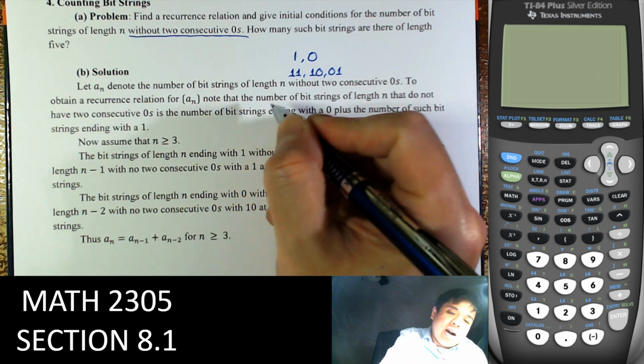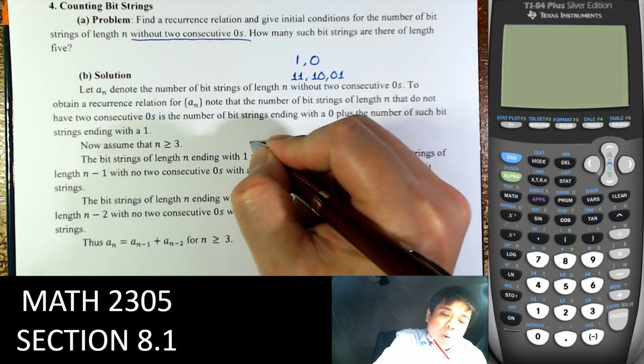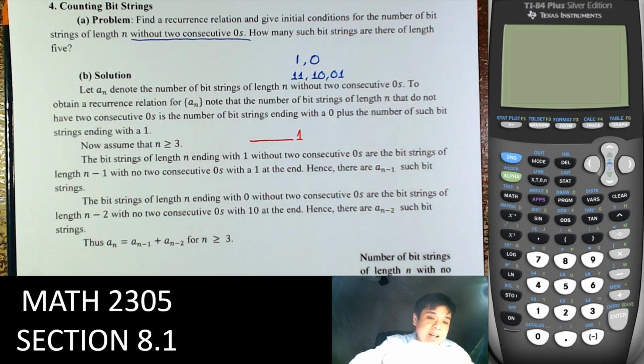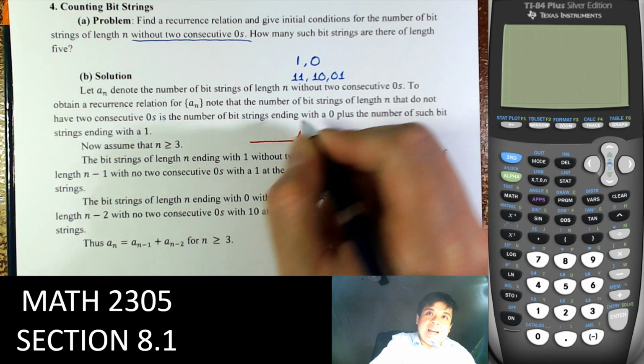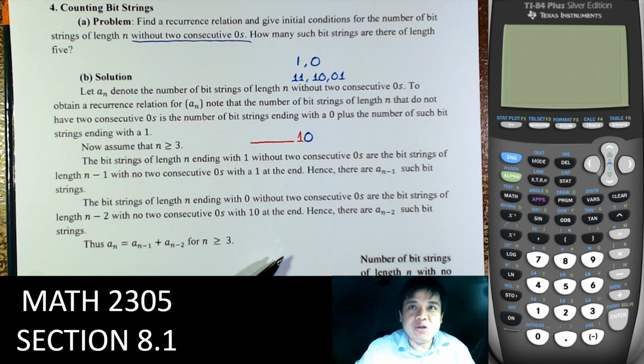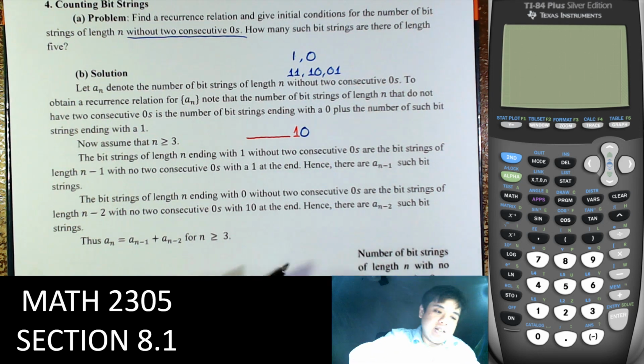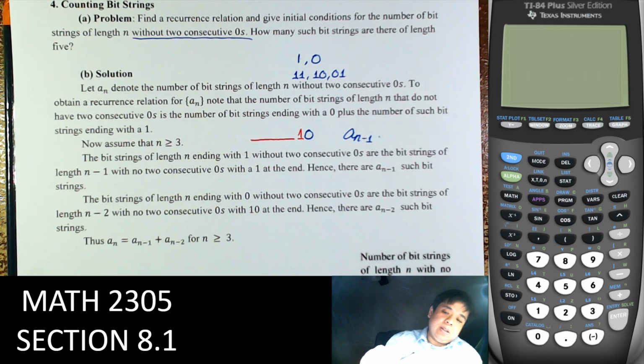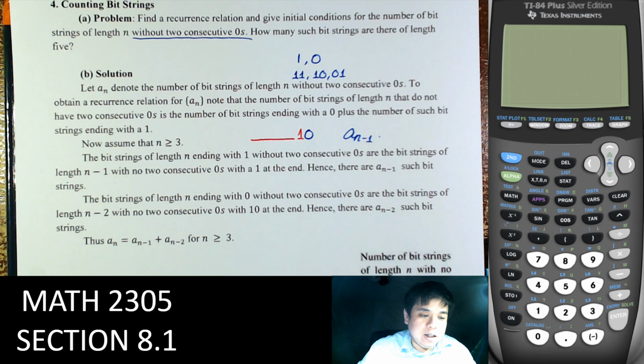Right, so let's say we have a bunch of 0s and 1s, up to the last one, which is 1. In that case, it doesn't matter how many we have there, we add 0 to it at the end, and then we have the same number of bit strings of length n minus 1, right? So this is equal to a sub n minus 1. Next, the bit strings of length n ending with 0 without 2 consecutive 0s are bit strings of length n minus 2 with no consecutive zeros.